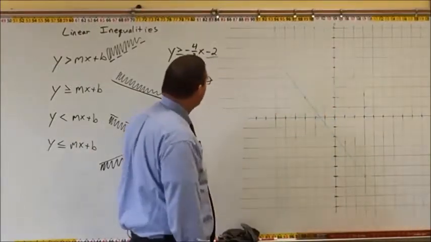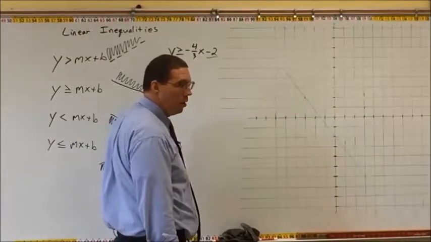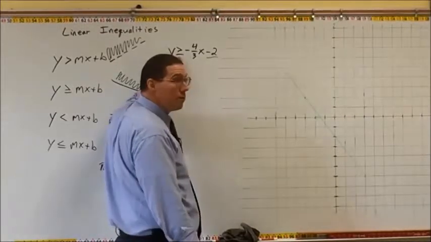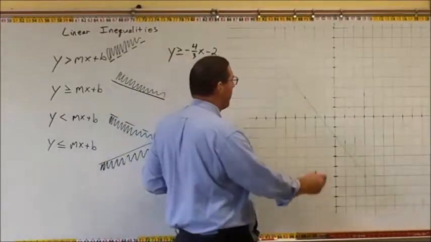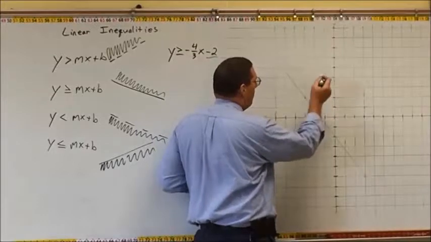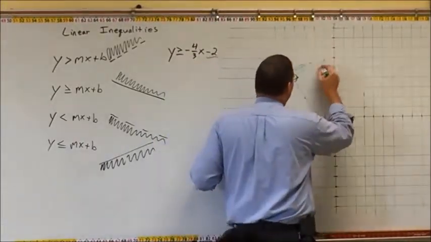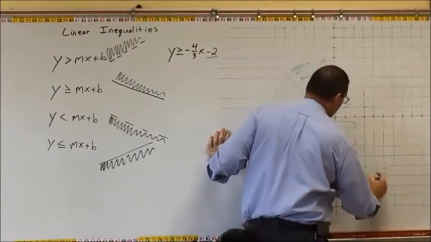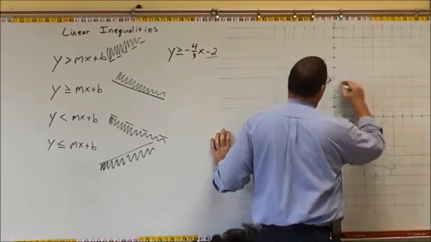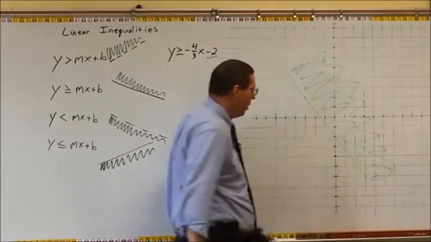Now, am I going to shade above or below? Above, because it says greater than or equal to, right? So I can pick any point on the line, go up, put a dot, that's in my solution region, right? So I'm going to shade this whole region up here. And now I'm only shading a portion of it, but really it goes off to infinity.